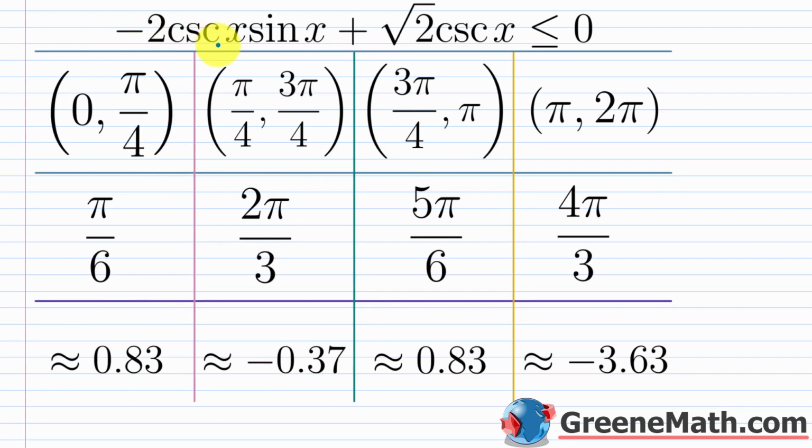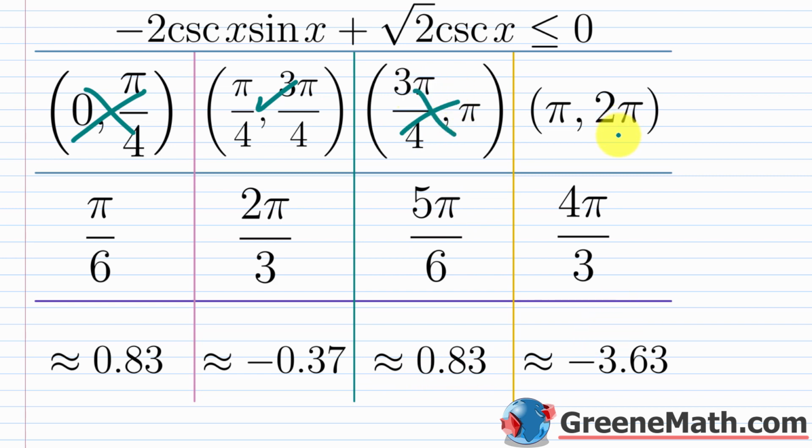So we have negative 2 cosecant of x sine of x plus the square root of 2 cosecant of x. Where is that less than or equal to 0? We know it's going to be equal to 0 at pi over 4 and 3 pi over 4. So those will be included when we set up our solution. But basically right now we need to figure out, well, where is it less than 0? If I go into this interval here and I choose pi over 6, I get about 0.83. So that's not less than 0. That's positive. So let's get rid of that. If I go into this interval and I pick 2 pi over 3, I get about negative 0.37. So that's negative. So this is going to work. And then if I go into this interval here and I pick 5 pi over 6, again, I get about 0.83. So this is not going to work. It's positive.